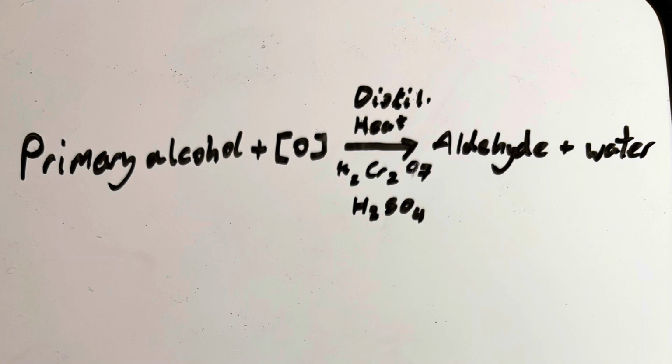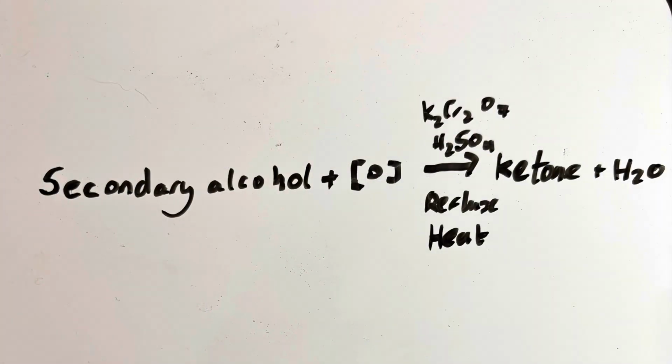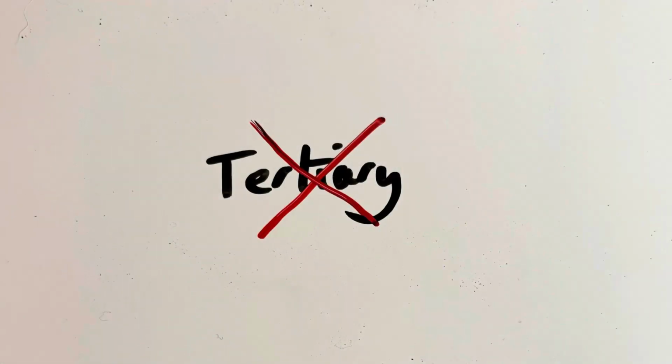Now, in order to do this, you need to distill it. We'll see what distilling is later, and you also need to add an acid catalyst. I've used sulfuric here. If you were to reflux it instead of distill it, you would end up with a carboxylic acid and water. And again, you'd use a sulfuric acid catalyst. With a secondary alcohol, you create a ketone. Now, you cannot oxidize a tertiary alcohol because the bonds are too strong to react.